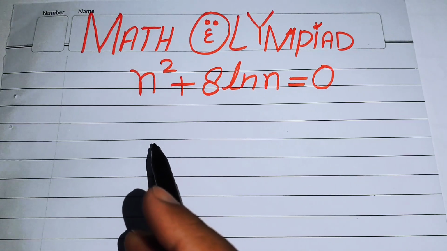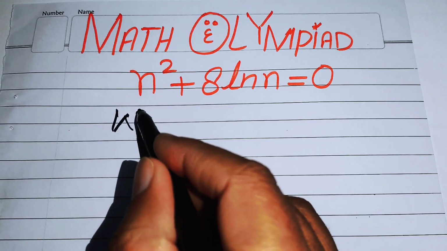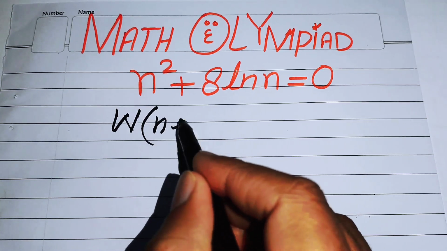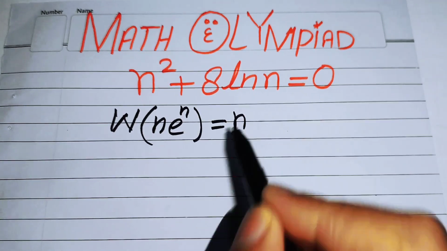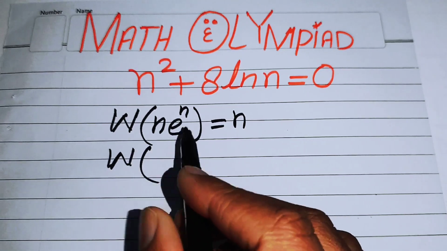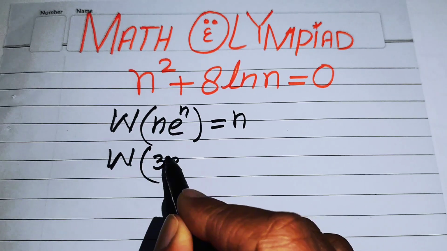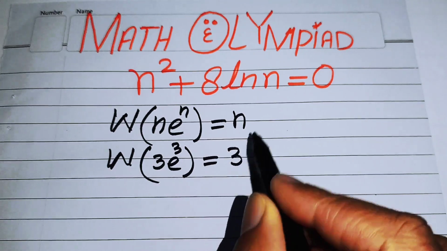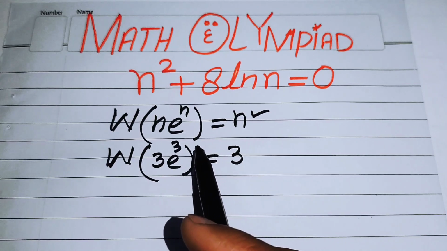So here we use the Lambert W function, and you know about this function. It is stated as W of n times e to the power of n, and the output of this function equals n. If I write this Lambert W function in a more particular form, then if you have W of 3 times e to the power of 3, the output of this function equals 3 only. So now we can solve this problem by using this nice Lambert W function.